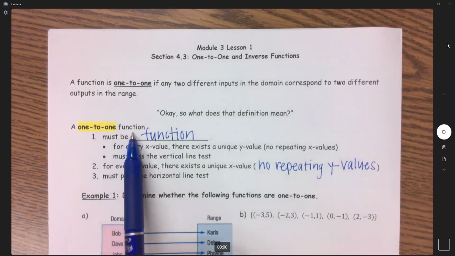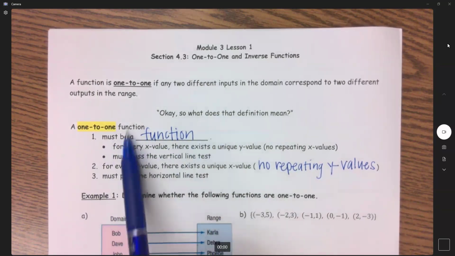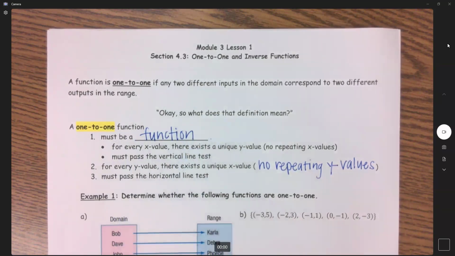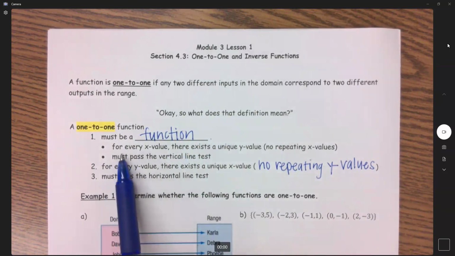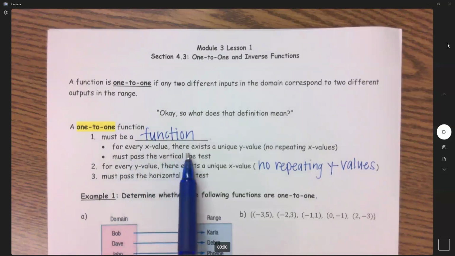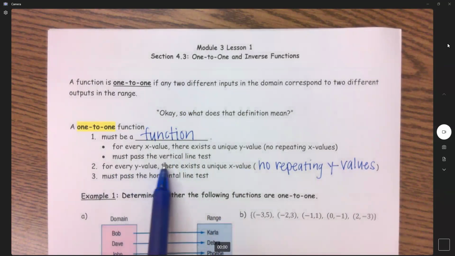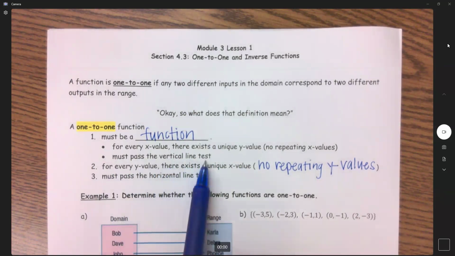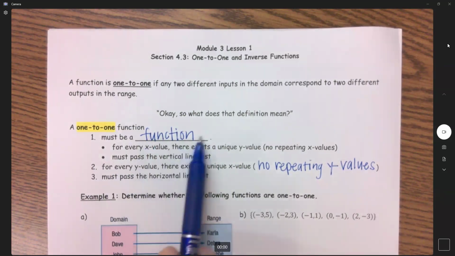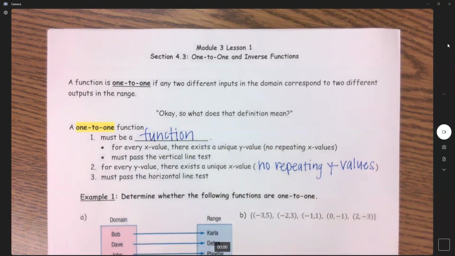For it to be a one-to-one function, first and foremost, it must be a function. We went over a function at the very beginning of this class in Module 1, Lesson 1. We had a definition that said for every x value, there exists a unique y value. What that meant is that our x values could not repeat. If you remember, we said x can't repeat or x can't cheat. When we look at a graph, what that meant is it must pass the vertical line test. So first and foremost, it must be a function.